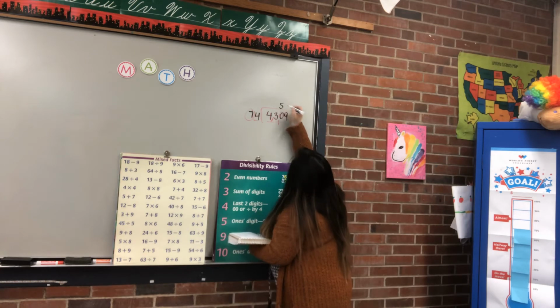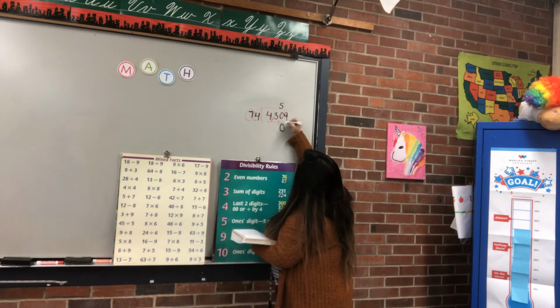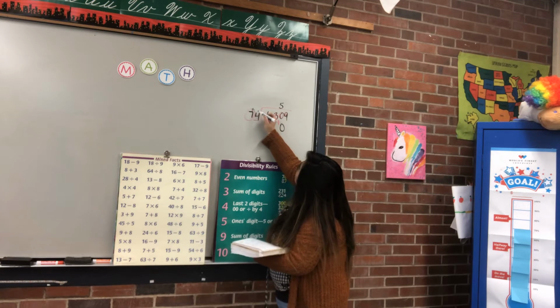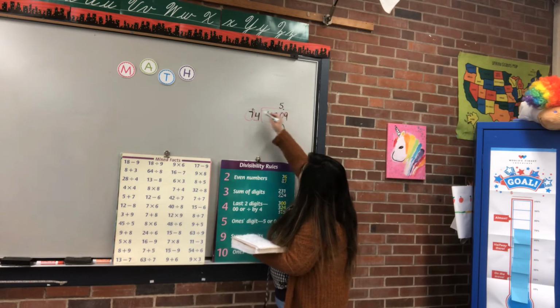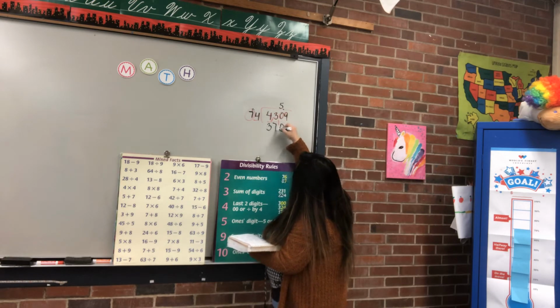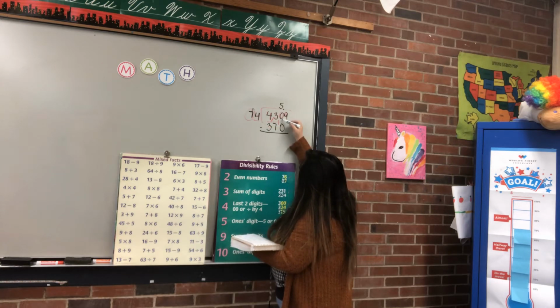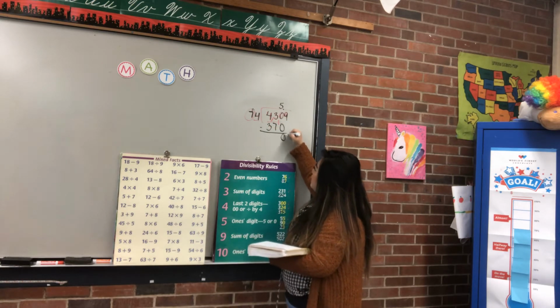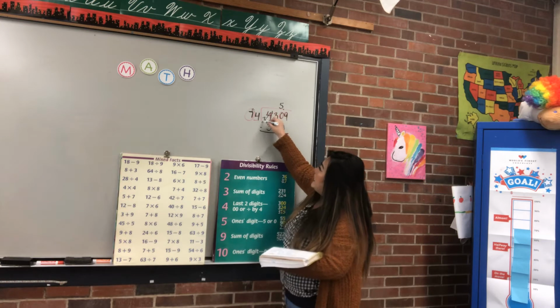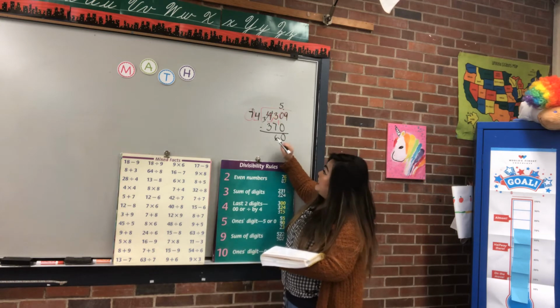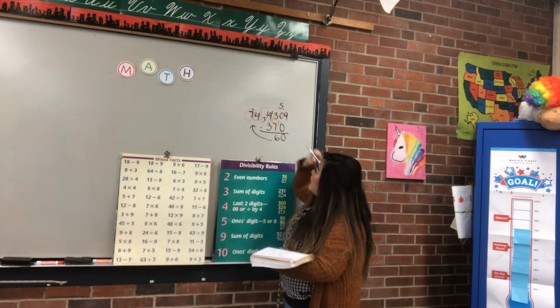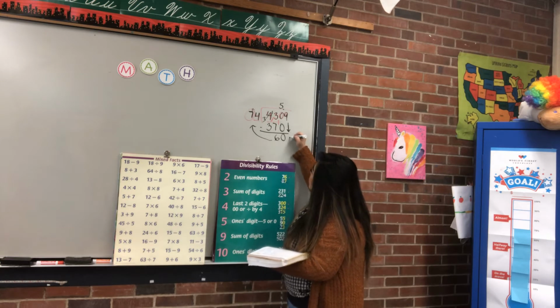5. 4 times 5 is 20. Carry the 2. 7 times 5 is 35 plus 2 is 37. Subtract. 0 minus 0 is 0. 13 minus 7 is 6. Compare. Is 60 less than 74? Yes, it is. Bring down the 9.